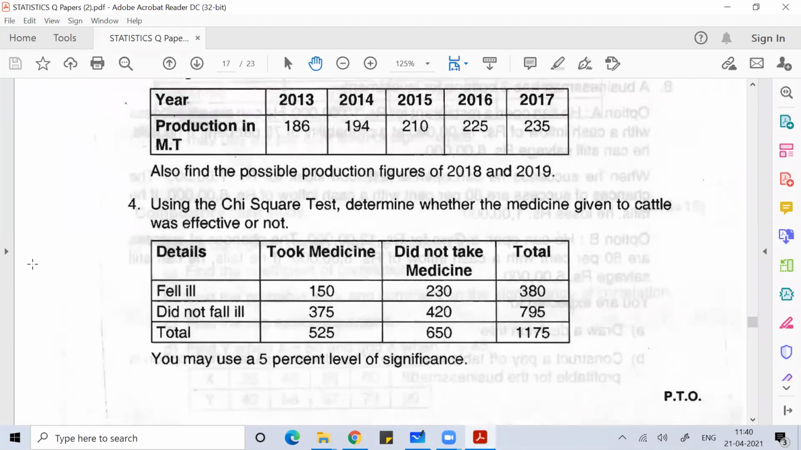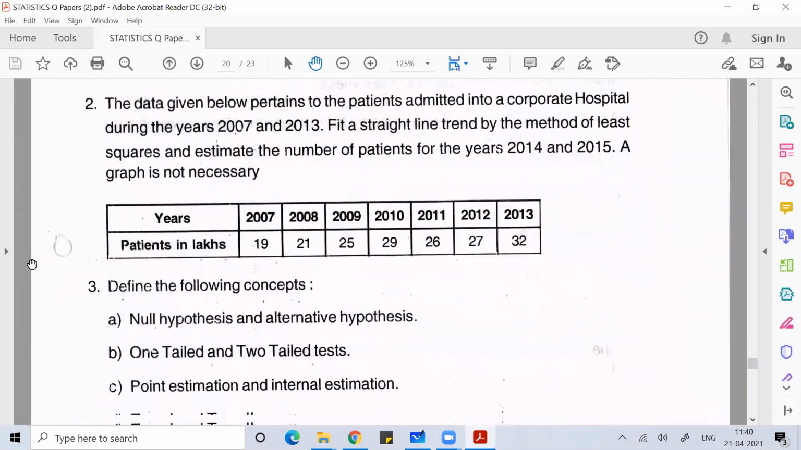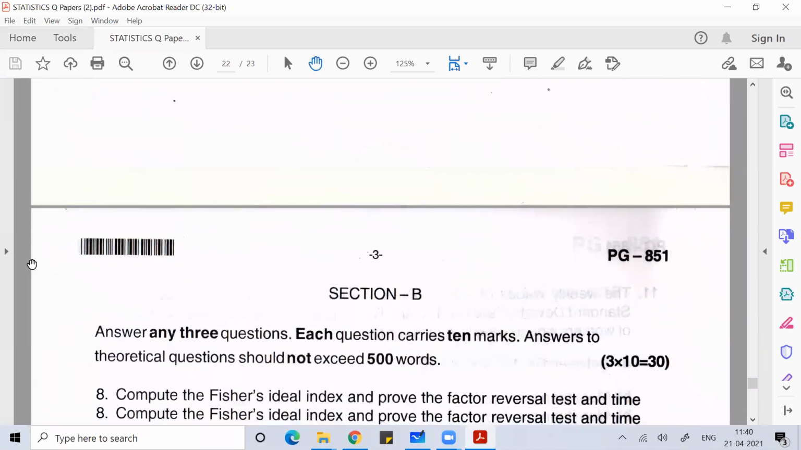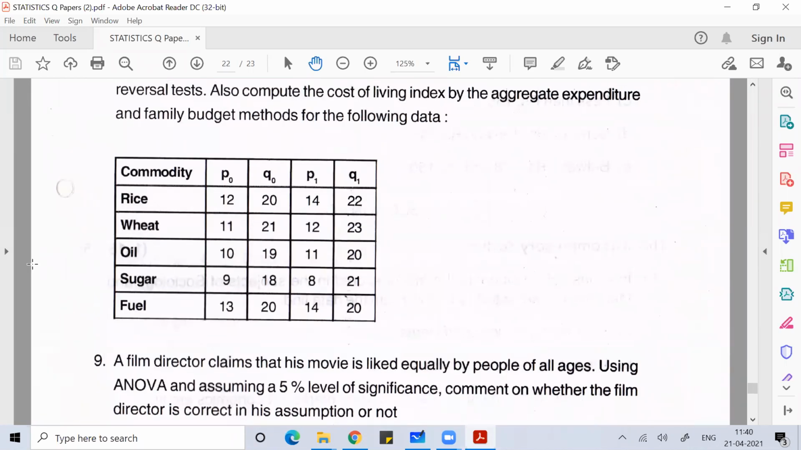Again, this question number 2019, the same problem came in 2019. Maybe the data will be different. Again, a similar question. You can see question number 4. So I think you can do test of hypothesis chi-square problems very easily. I don't think anyone will have any doubt with respect to this.